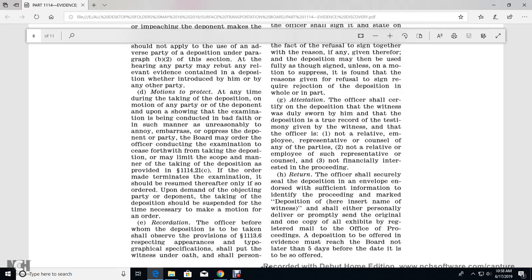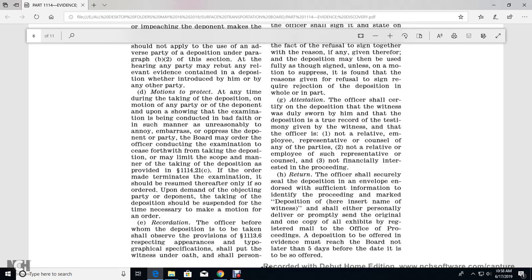The attestation. The officer shall certify on the deposition that the witness was duly sworn by him and that the deposition is a true record of the testimony given by the witness. The officer will certify that he is: one, not a relative or employee or representative of counsel, or of any of the parties; two, not a relative or employee of a representative of counsel; and three, not financially interested in the proceeding.